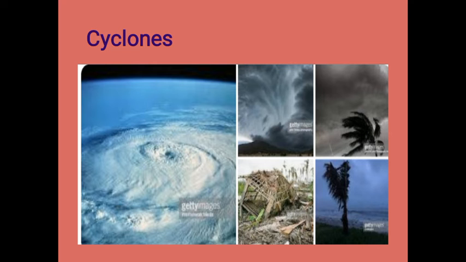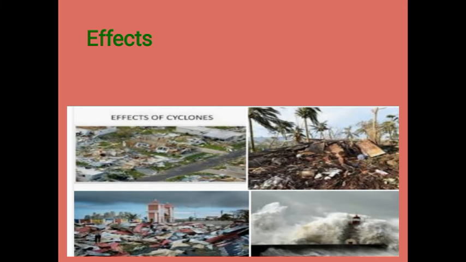These are the main places of cyclones: the coastal areas of West Bengal near the sea, Odisha, Andhra Pradesh, and Tamil Nadu. Cyclones cause destruction when they reach the shore. They are always accompanied by high speed winds and heavy rainfall.